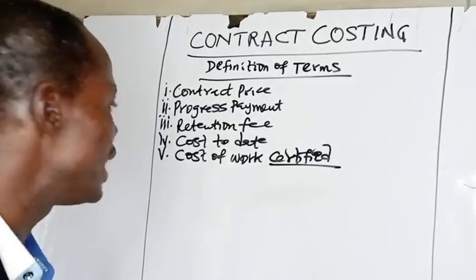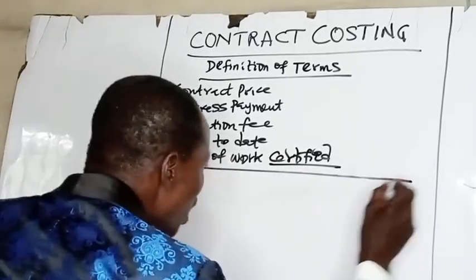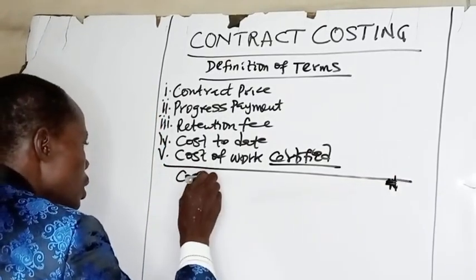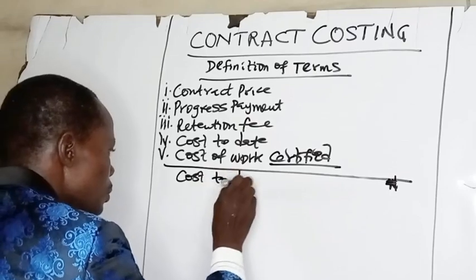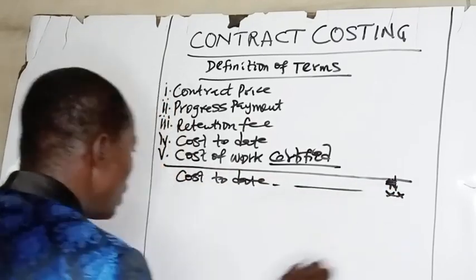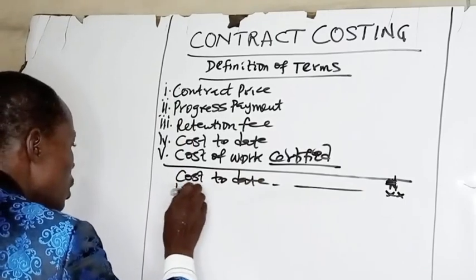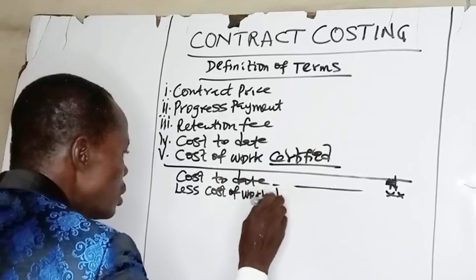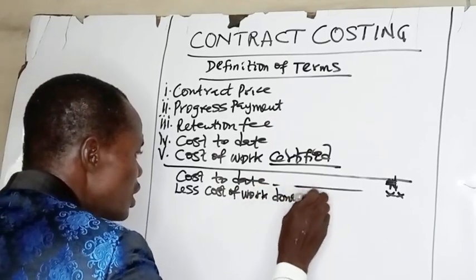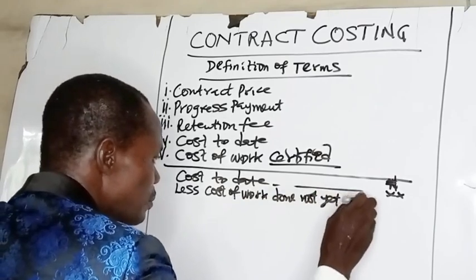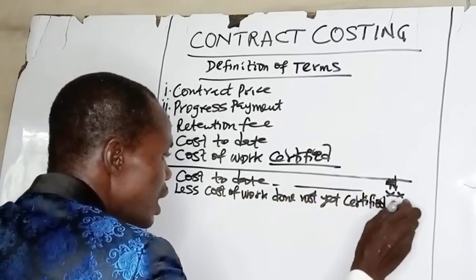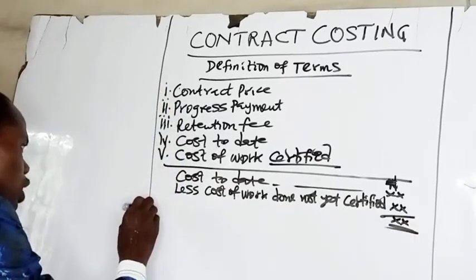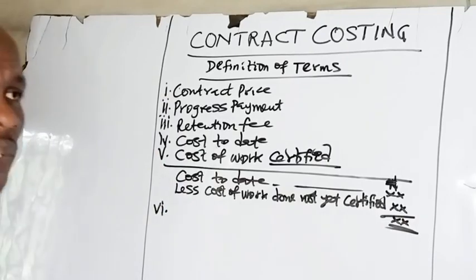Cost of work certified is the cost incurred to date, cost to date, less cost of work done not yet certified. Cost to date less cost of work done not yet certified will give us cost of work certified.